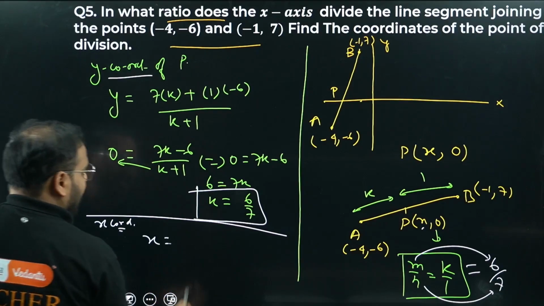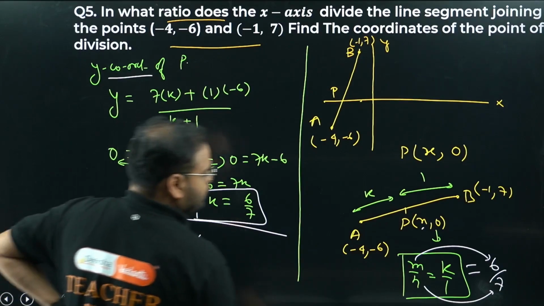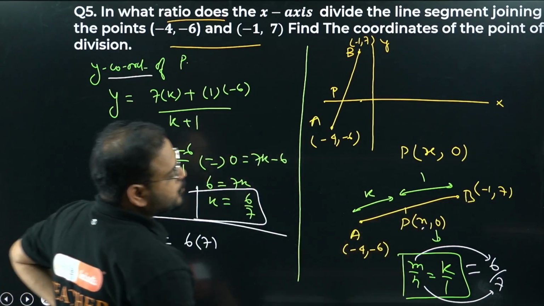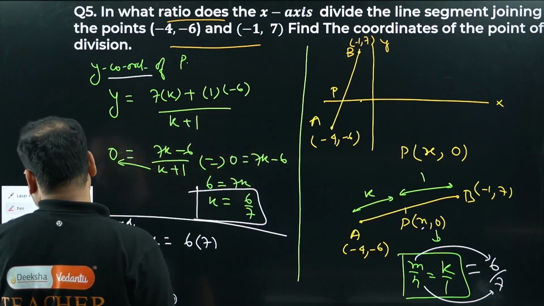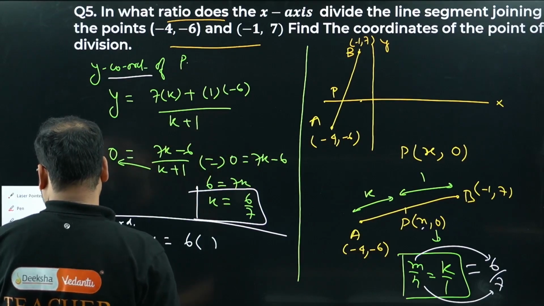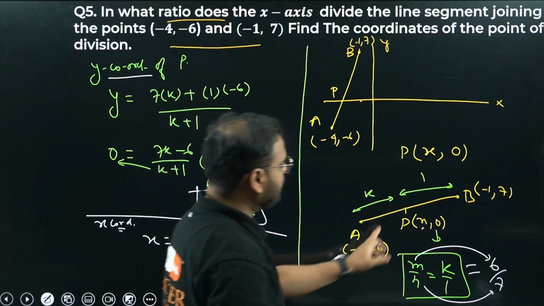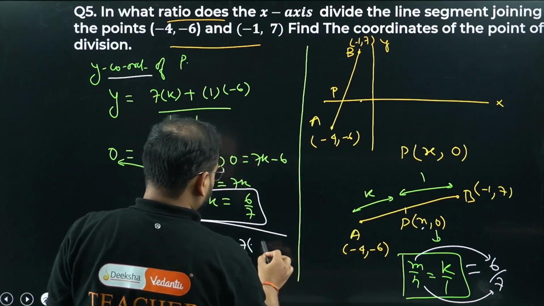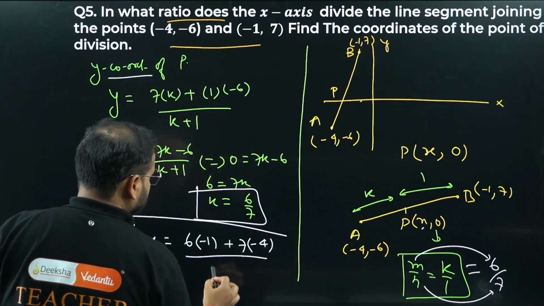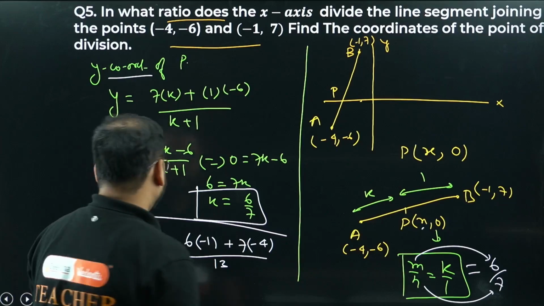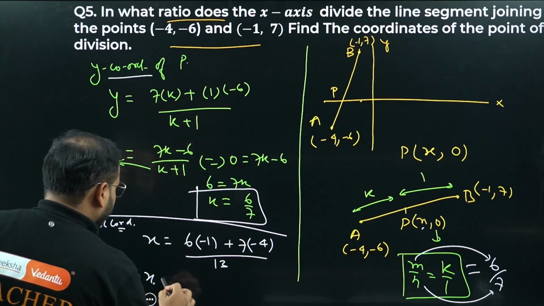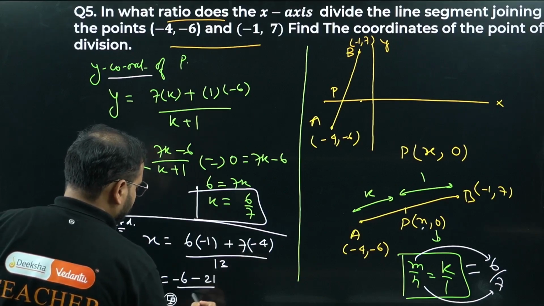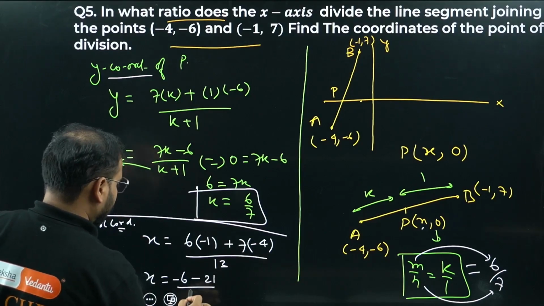X equals m, so 6 times the farther point x2. This is 6, right? So 6 by 6 into 7. Not 7, minus 1, we're looking for x, right? Forgive me. It's minus 1. 6 into minus 1 plus n, 7 into minus 4, divided by 6 plus 7, which is 13. Check here what I'm getting: minus 6, and minus 21 by 13.